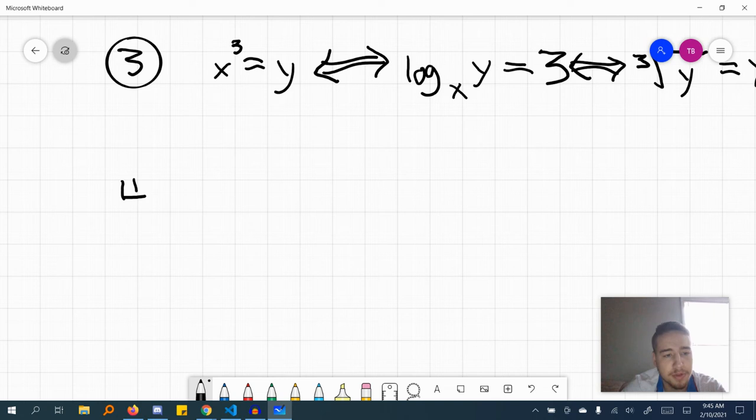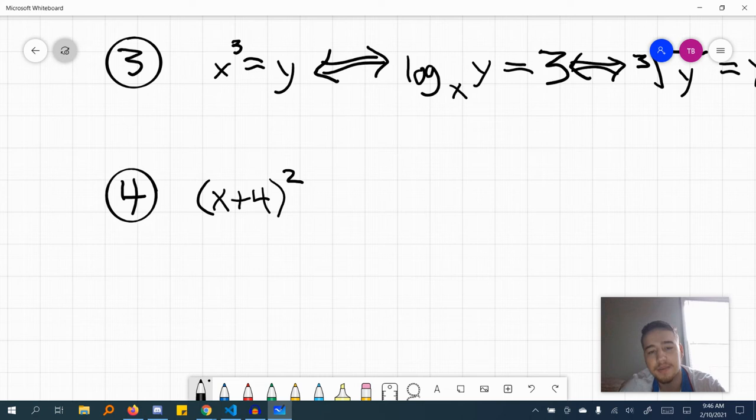And let's see the fourth one. We have (x + 4)^2 = y + 1. How are we going to handle this? You can pause the video and take a minute to think this through.